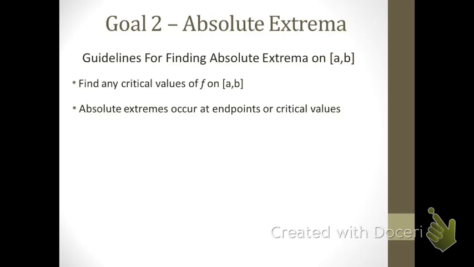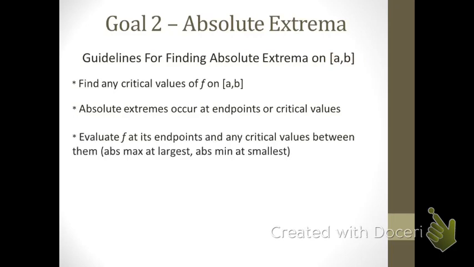And then the second thing you need to do is realize that the extremes can occur at either the endpoints or the critical values. The way you determine where those extremes are is by evaluating the function at its endpoints and at any critical values between the endpoints. So if you're looking on the interval from 0 to 5 and there's a critical value at 2 and 4, you've got to plug in 0 and 5, the endpoints, into the function, as well as 2 and 4, the critical values, in order to figure out where the absolute max and the absolute min are. All right, let's try that out. It's really pretty simple.